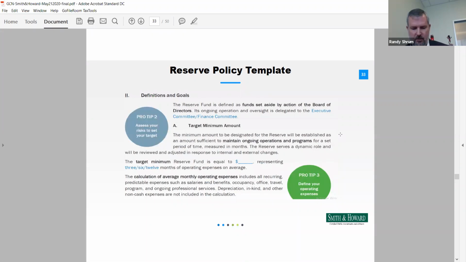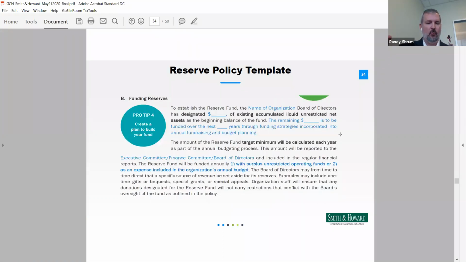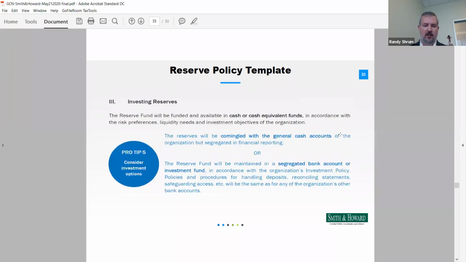Tips two and three, to determine the appropriate amount of reserves to have on hand for your organization, start by evaluating the organization's revenue and spending risk factors. Revenue risk factors are those that make your revenue inconsistent. Spending risk factors are those that make it difficult for your organization to adjust or scale back operations. Tip number four, unfortunately, there's not just one funding plan that's going to work for all organizations. We really recommend considering the three funding strategies that I just went through for you to create your reserves. Tip number five, you'll then need to consider where and how you will invest the reserves once they're obtained.